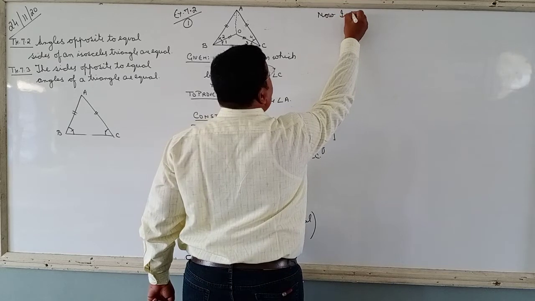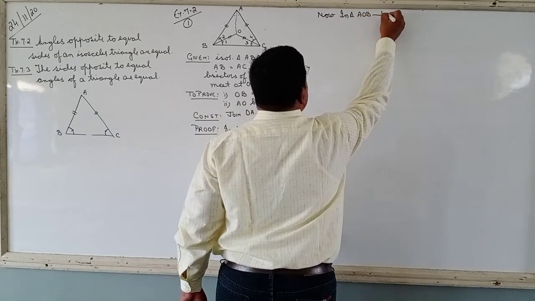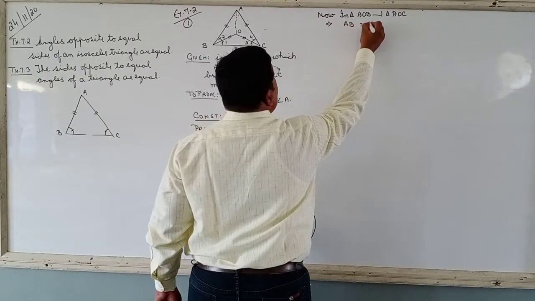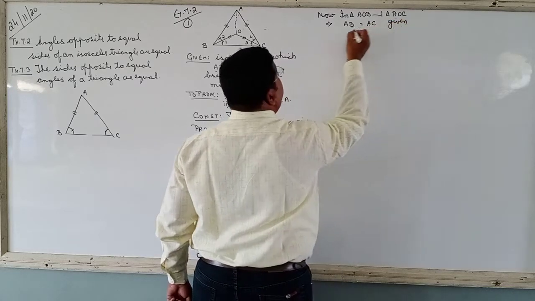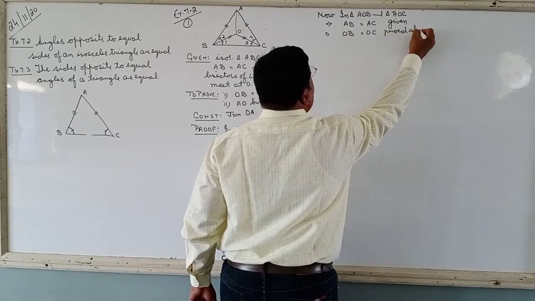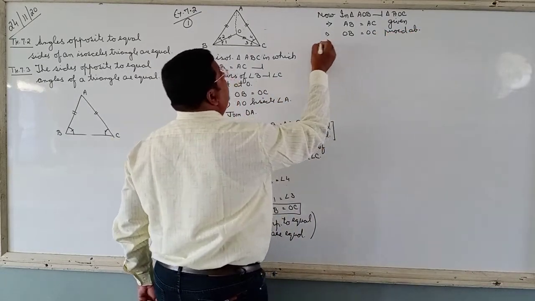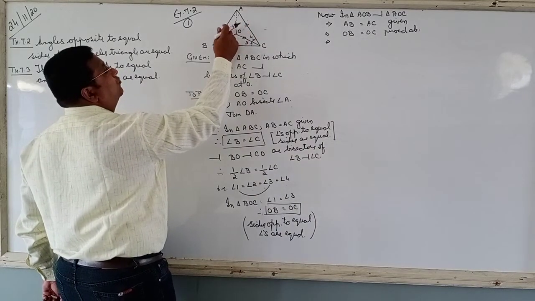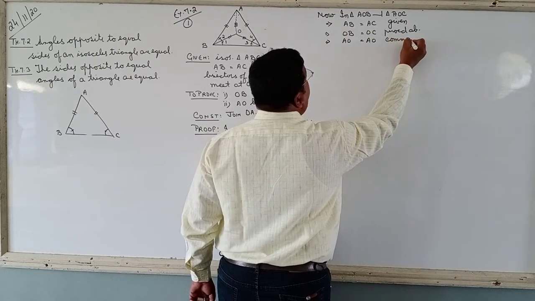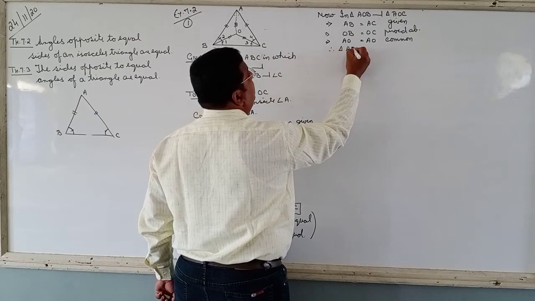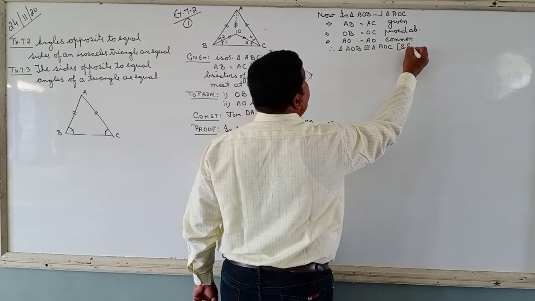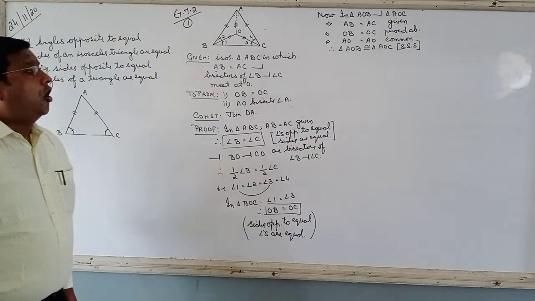Now, in triangle AOB and triangle AOC, AB is equal to AC, given to us. OB equals OC, proved above. Here we have proved. And we can see this AO is common to both the triangles. AO equals AO, that is common. So therefore, triangle AOB is congruent to triangle AOC. By what congruency? SSS. All three sides are equal.